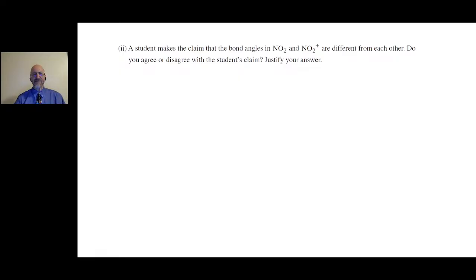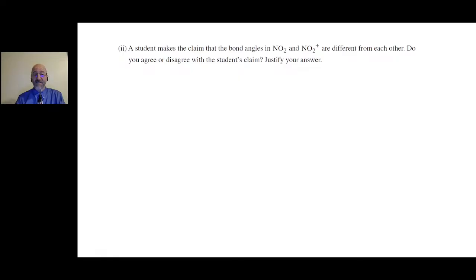Remember, you don't always have to disagree with the student claim. They're not trying to trap you and say it has to always be disagree, disagree, disagree. Yeah, student makes the claim that their bond angles are different. If all you say is, I agree with the student's claim, that would not get you the point. Justify your answer. Talk about the bond angles in terms of the structural features.